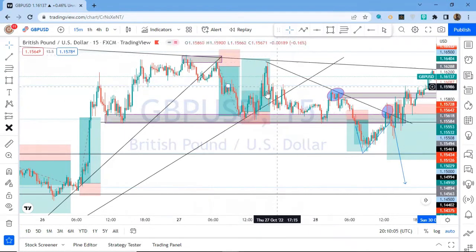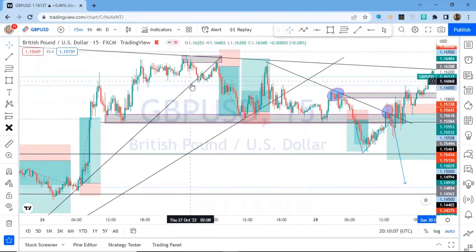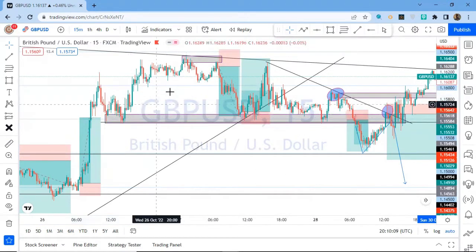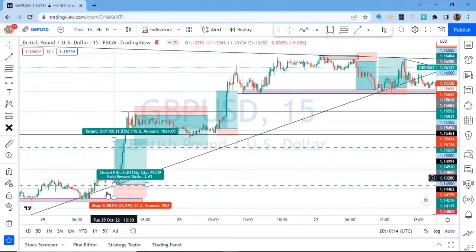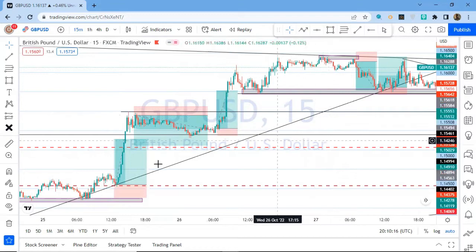Our TP was hit. But guys, let me delete this. Look at what happened. Remember this trend line? This one which gave us one trade.